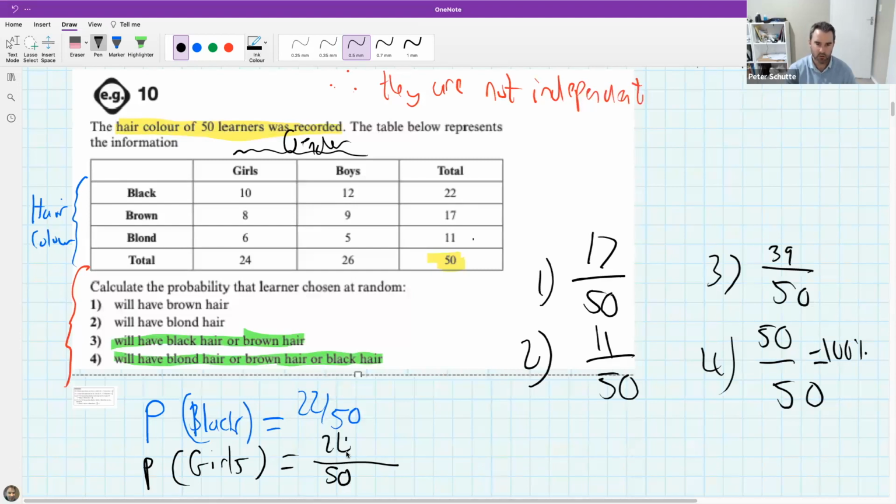It's going to be 24 out of 50. Yes. Okay. So you've dealt with the rows, you've dealt with the columns. Now, if you think about checking whether these things are independent, you need to find the probability that a randomly chosen person has black hair and is a girl. So what do you think the probability of that happening is?